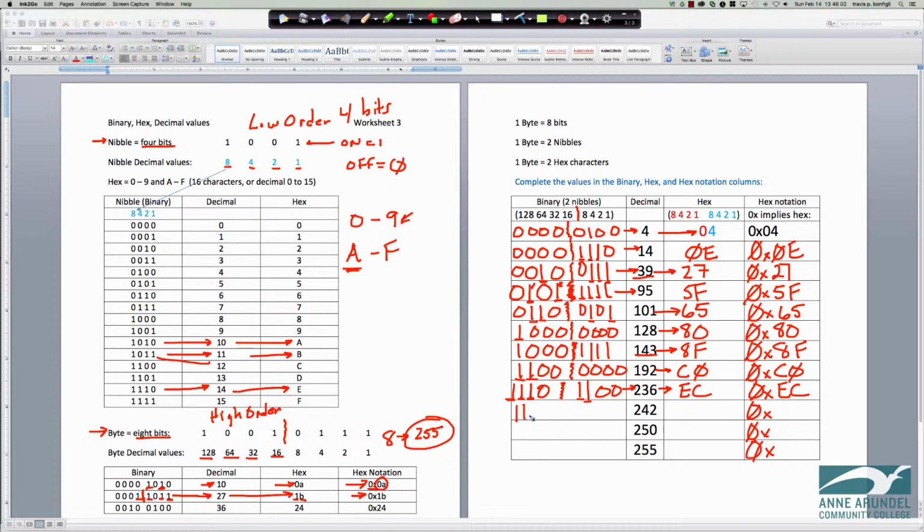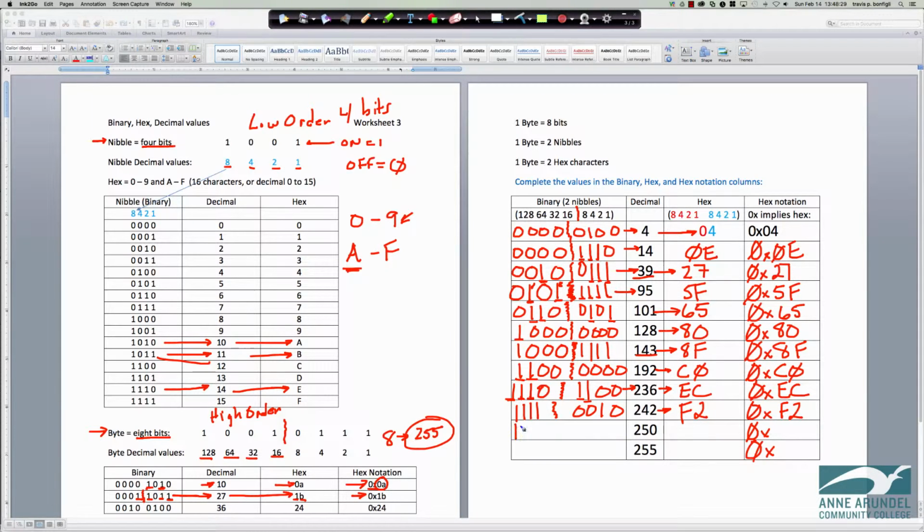All right, 242. 128 plus 64 is 192. Plus 32 is 224. Plus 16 is 240. So at that point, I'm only 2 away. And I know that that's the 2-bit position. So then everybody else would be zeros. So we've got all the bit positions on. Those are the easy ones, right? It's F and then 2. So 0xF2.